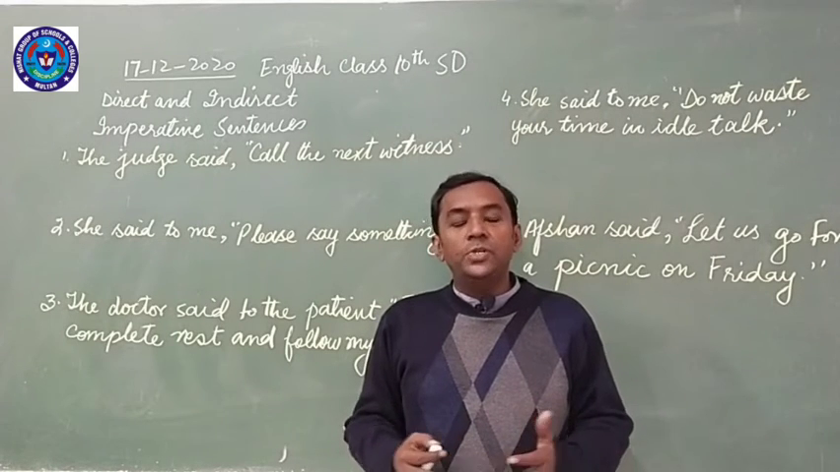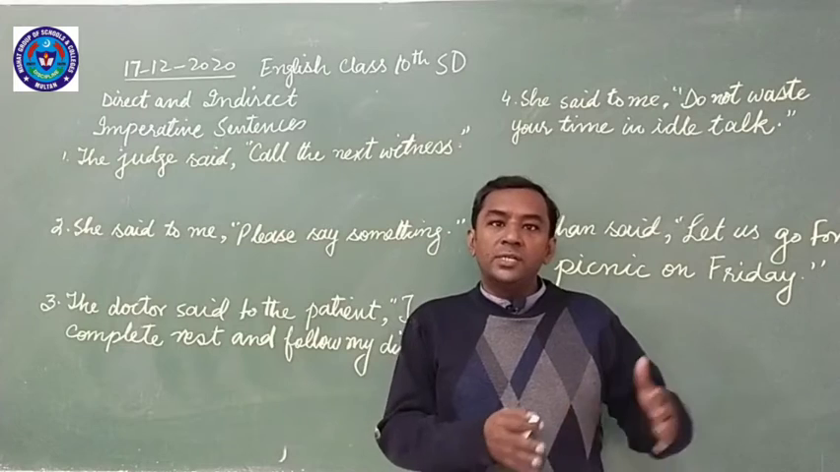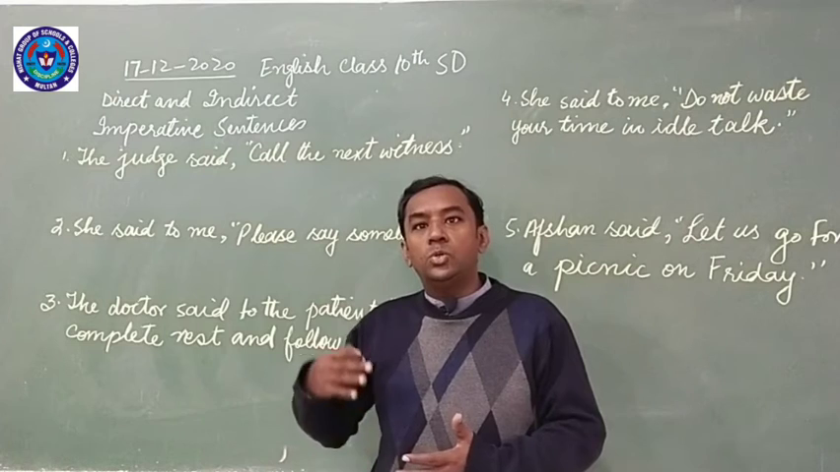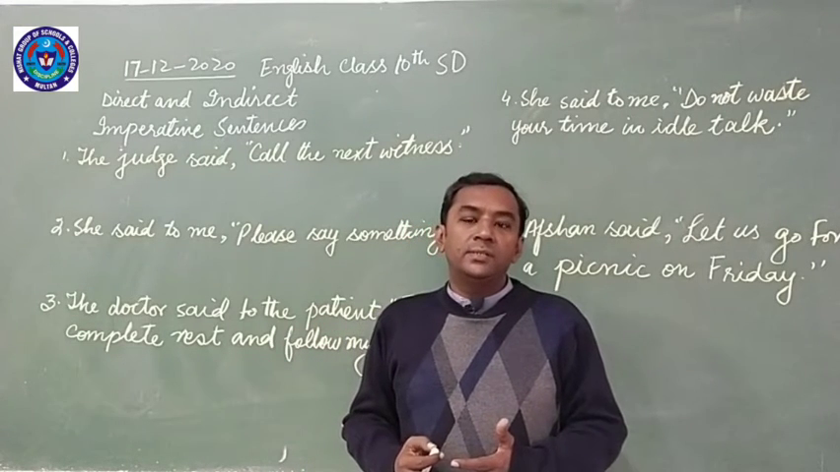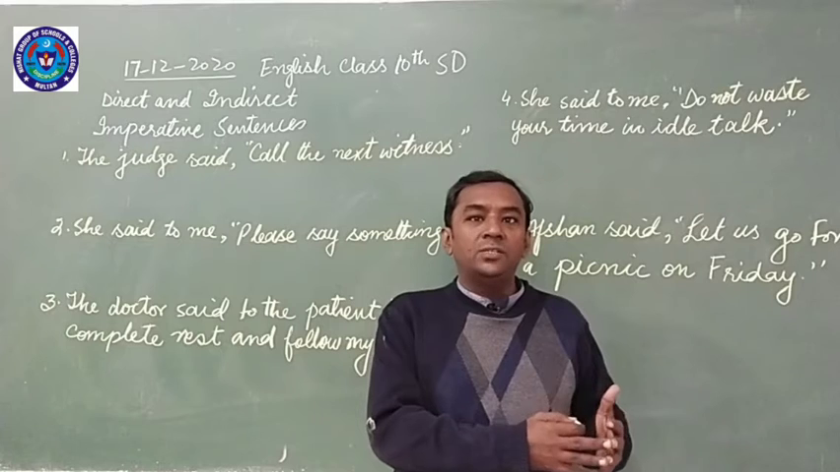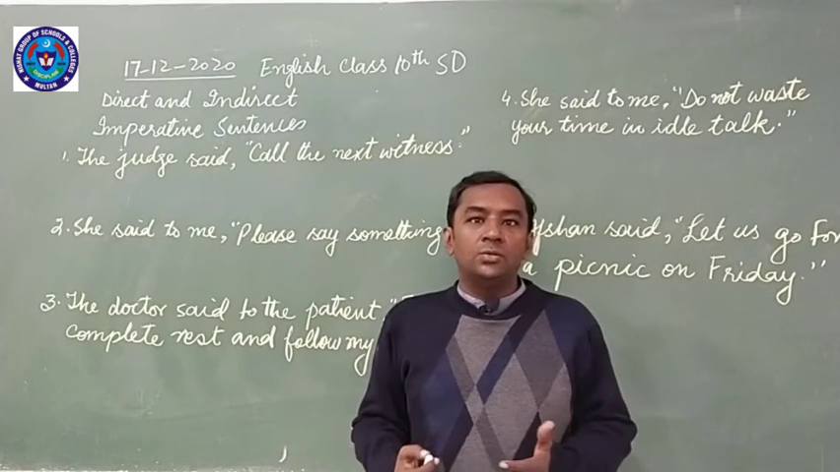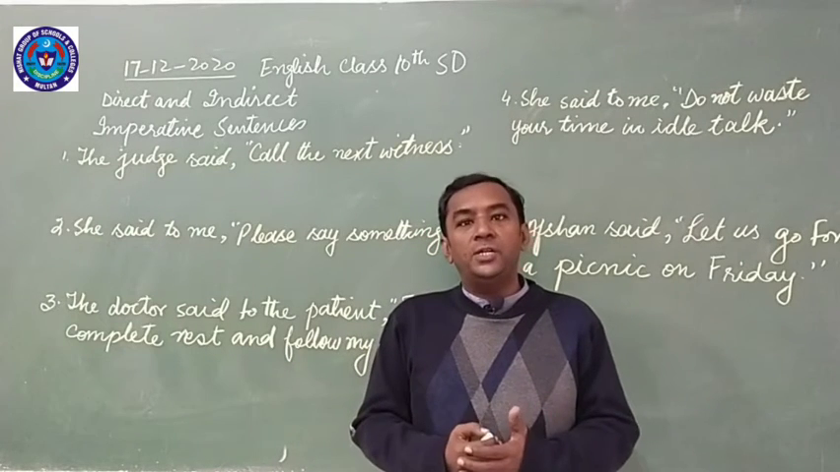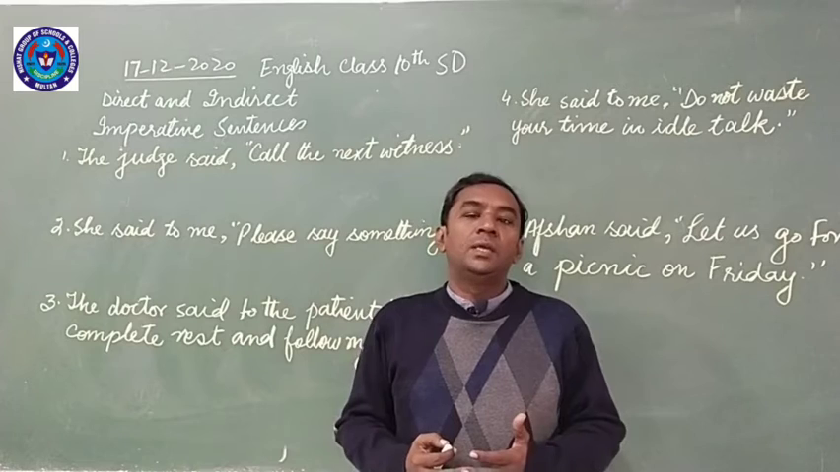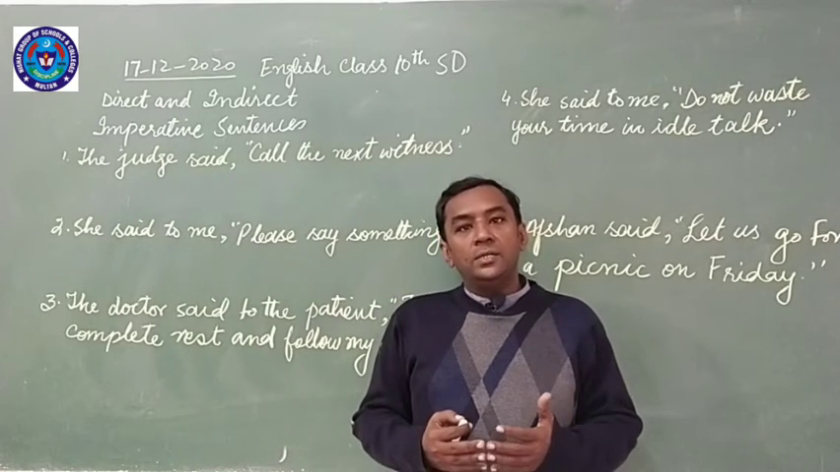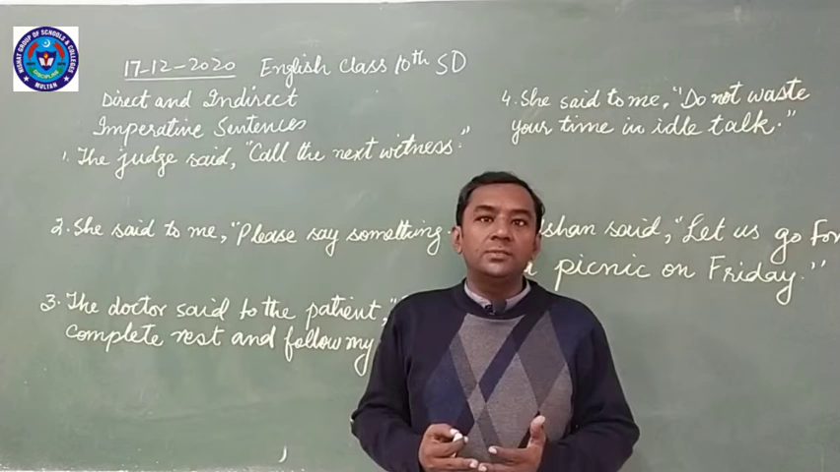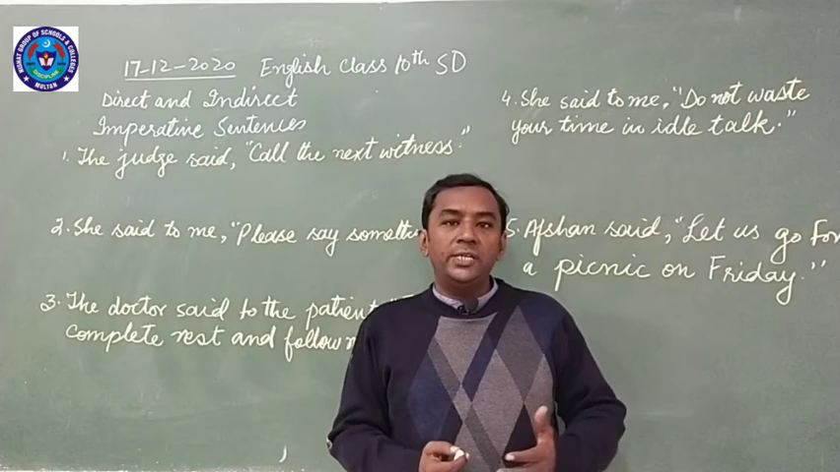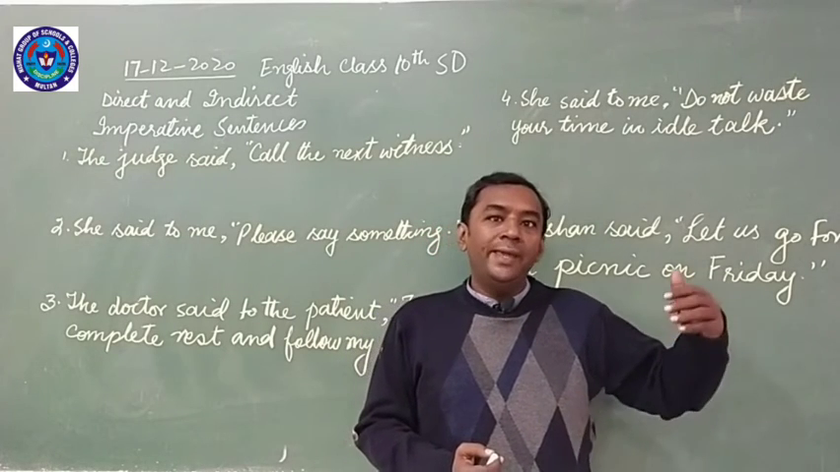Dear students, we know that three changes take place when we are going to change direct into indirect. Number one, change in the tense of the verb. Number two, change in pronoun. And the third change is in particular words. These changes are very important in direct and indirect. Now, we have learned assertive sentences and interrogative sentences. Now, we will learn how to change imperative sentences into indirect.